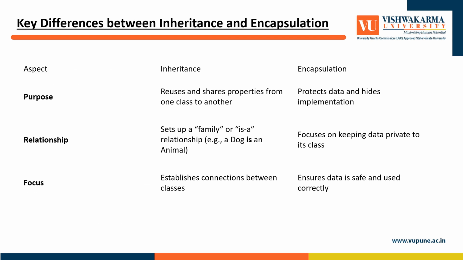Key differences between inheritance and encapsulation. Purpose: inheritance is to reuse and share properties from one class to another, and encapsulation protects data and hides implementation. Relationship: inheritance sets up a family or is-a relationship. Example: a dog is an animal. And encapsulation focuses on keeping data private to its class. Focus: inheritance establishes connections between classes, and encapsulation ensures data is safe and used correctly.